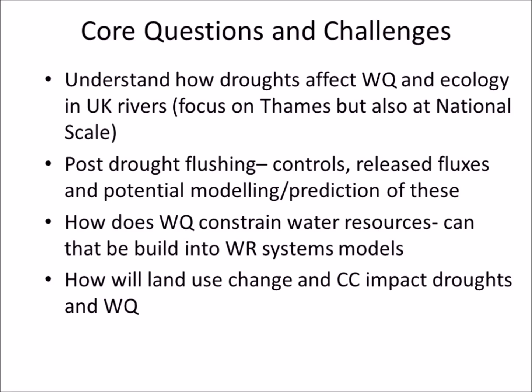I think we need to consider post-drought flushing, controls, release fluxes, and make predictions of these, because they might put constraints on water resources as well. And so the overall issue is how does water quality constrain water resources? And a very interesting question, how do we actually build this knowledge, this modelling effort, into the water resources planning models? And then finally, how will land use change and climate change affect droughts and water quality?